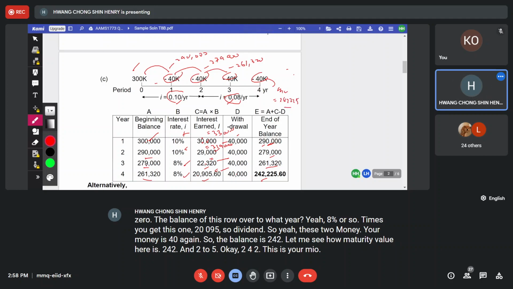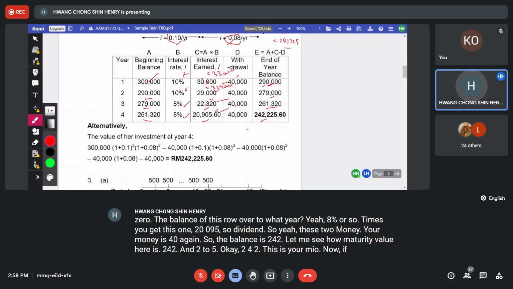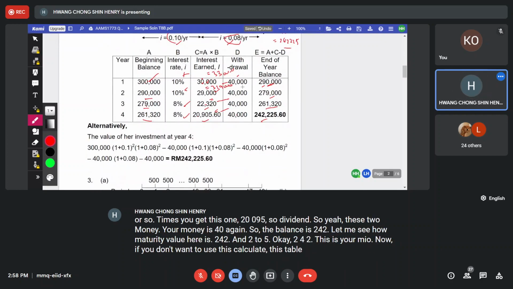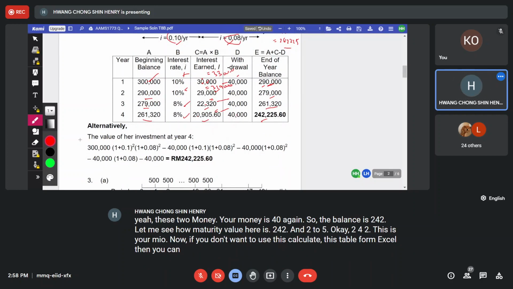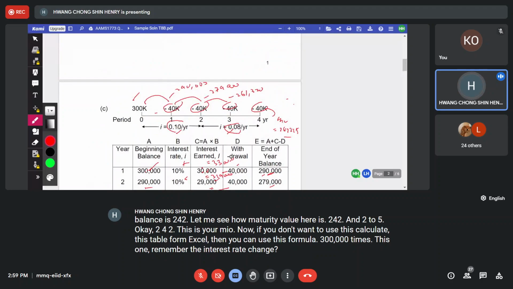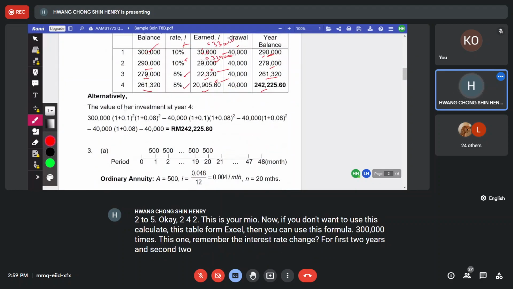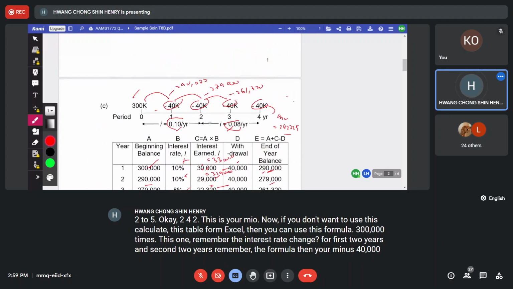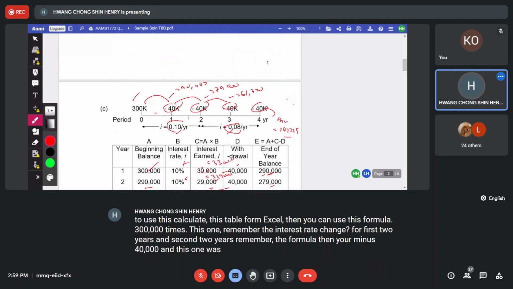Now, if you don't want to use this table form in Excel, then you can use this formula. 300,000 times this one. Remember the interest rate changes for the first 2 years and the second 2 years. Remember the formula. Then you minus 40,000 times this one. First 40,000 times this one, and this one changes 1 year and 2 years here.